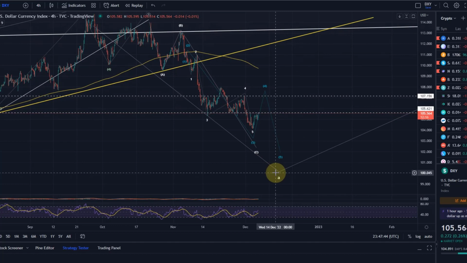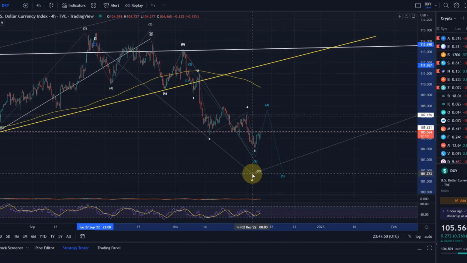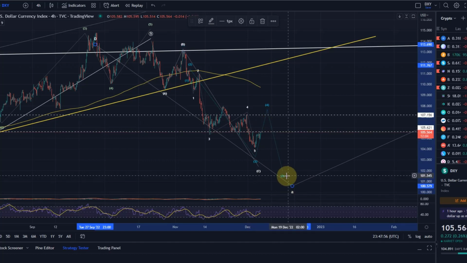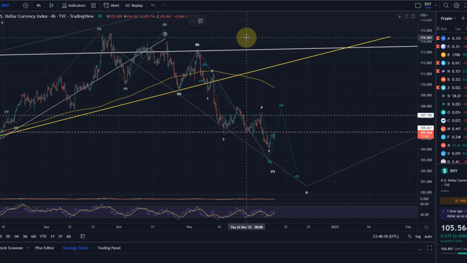We look at this as an A wave down. Now, in the very short term, it could be that the A wave is already done. But at the moment, as long as we are staying below a certain level, I assume we are going to get one more leg down in the A wave, possibly to retest the $100 level, which is quite an obvious target.